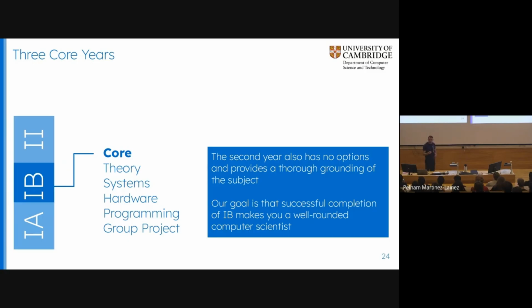Okay, so having done 1A, you're all at a good level. We now got to go to the second year, which again is not called 2, it's called 1B. This is core. So our goal is that when you finish 1B, you have got a baseline understanding of every single aspect of computer science. There are no options. You can't escape. You can't say, I just don't want to do the maths for computer science because we don't think that makes good computer scientists. Everybody has to have a baseline knowledge of every single part of computer science, and that's what we focus on in 1B.